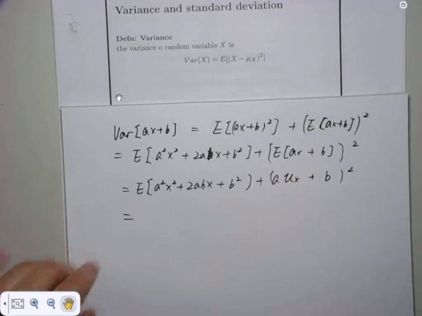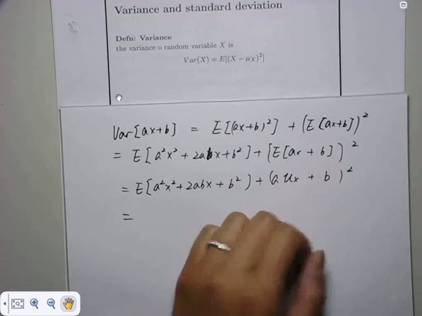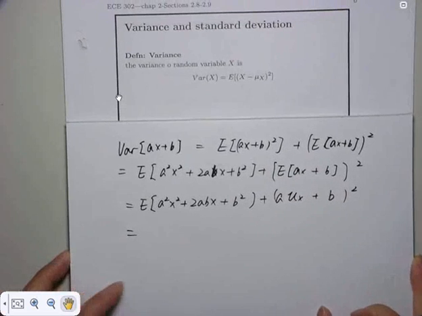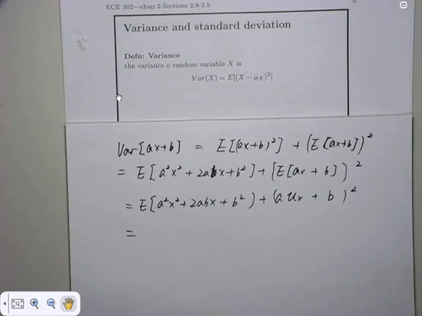Another important formula for you: the variance of aX plus b. So we just said the expected value of aX plus b. The expected value of a linear combination is the linear combination of the expected values, right? So E of aX plus b is a times E of X plus b, right? So how about variance?